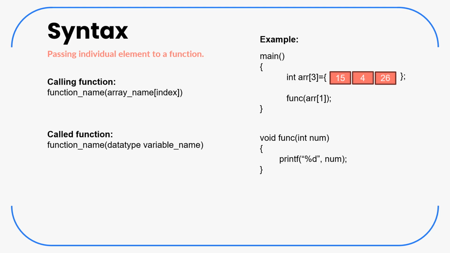Look at the example. There is a main function. Inside it is defined an array having size 3. After that, we use the function, which is the called function. The syntax for the same is function name, data type, and a variable name for that data type.